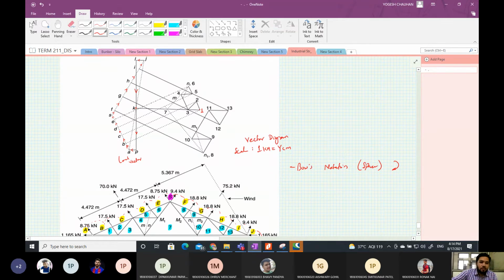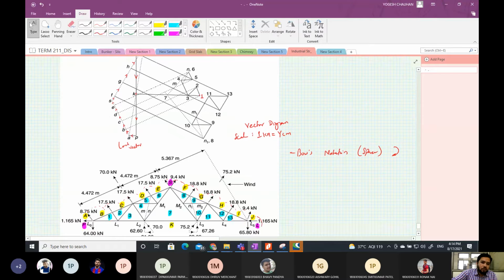Then you draw a line parallel to C2, but we don't know where this point 2 will be. Then draw a line parallel to D5, but we don't know the point 5. Then parallel to E6, but we don't know the point 6.